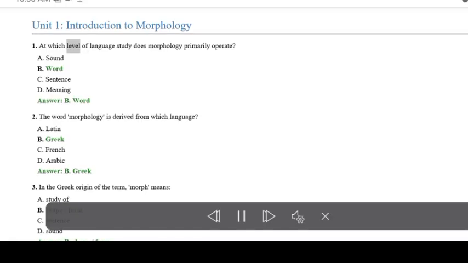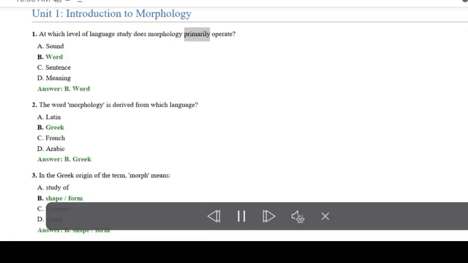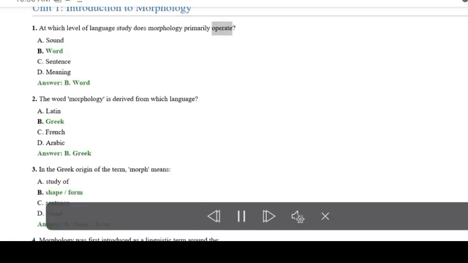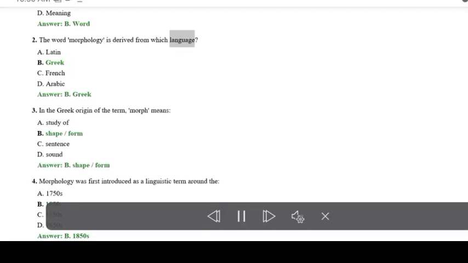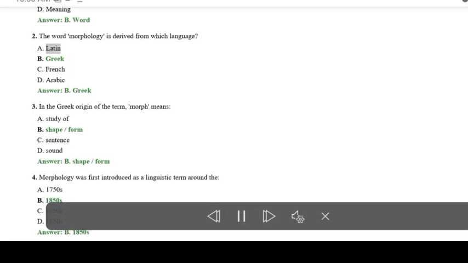1. At which level of language study does morphology primarily operate? A. Sound. B. Word. C. Sentence. D. Meaning. Answer, B. Word. 2. The word morphology is derived from which language? A. Latin. B. Greek. C. French. D. Arabic. Answer, B.